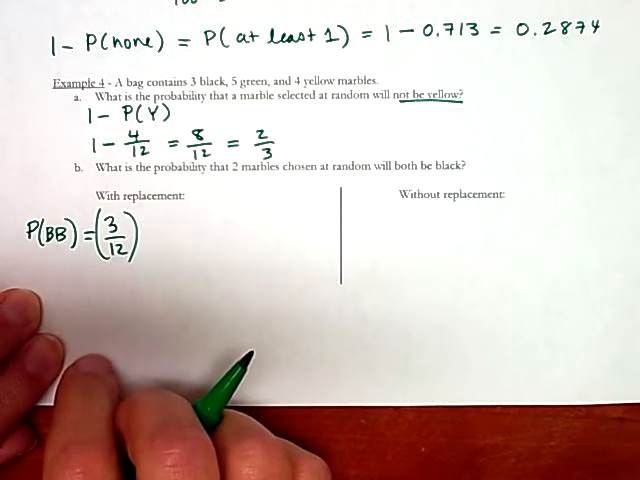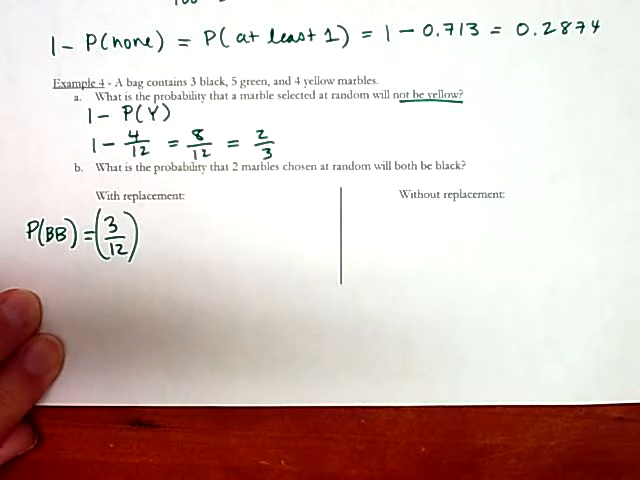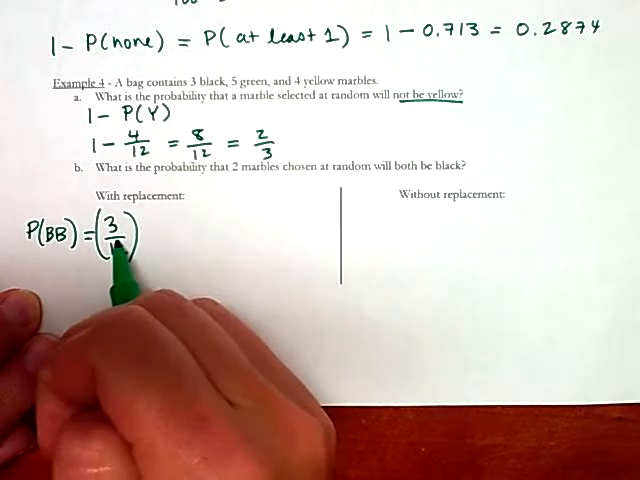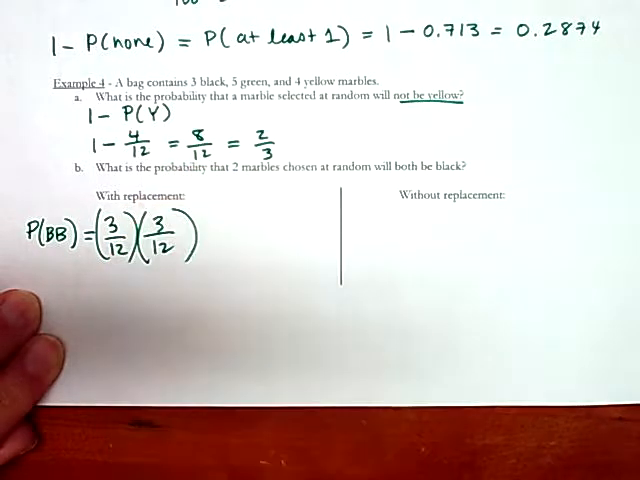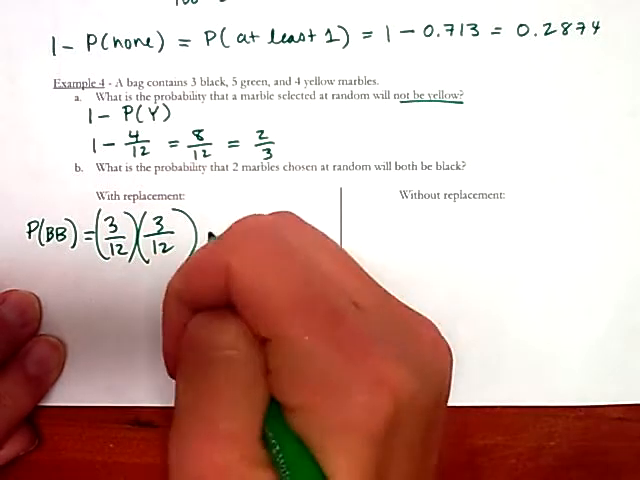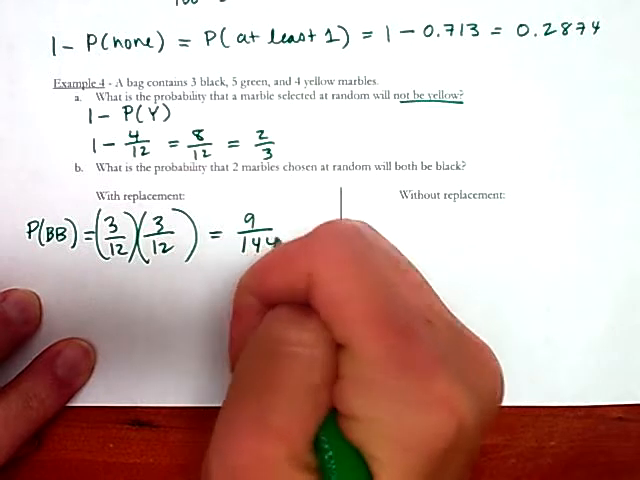I also want to draw a black the next time, but it's with replacement, so I drew a black and I threw it back in the bag. So there's still a 3 out of 12 shot to draw a black the second time. So that's with replacement. Then I would just multiply across and get 9 out of 144.